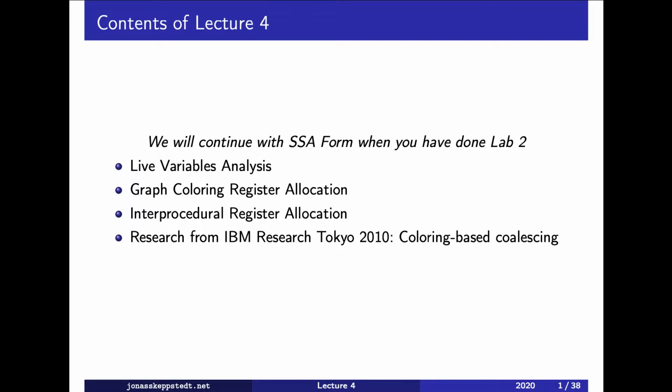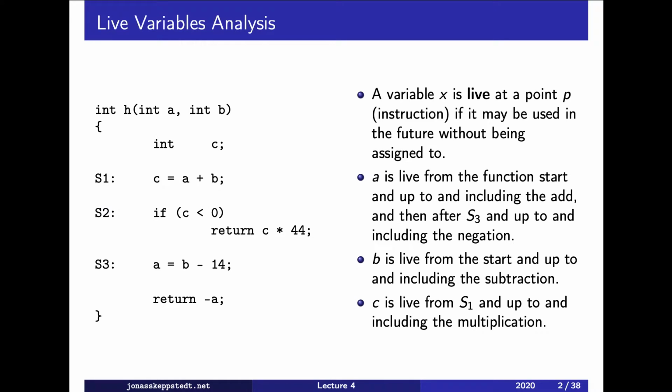After that, we will see interprocedural register allocation, which means allocating a variable in several functions. And after that, a very nice algorithm from IBM Research in Tokyo. So, live variables analysis.